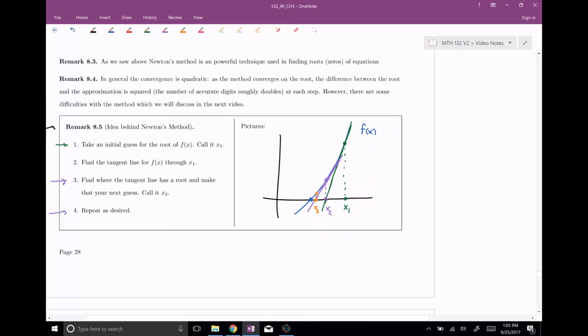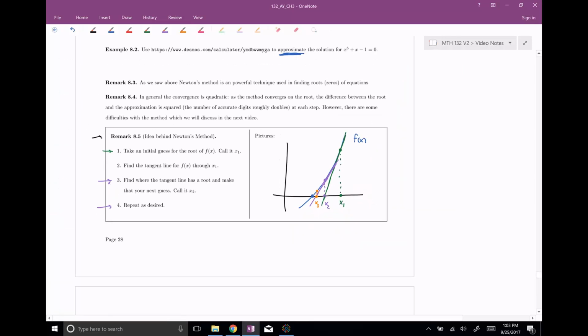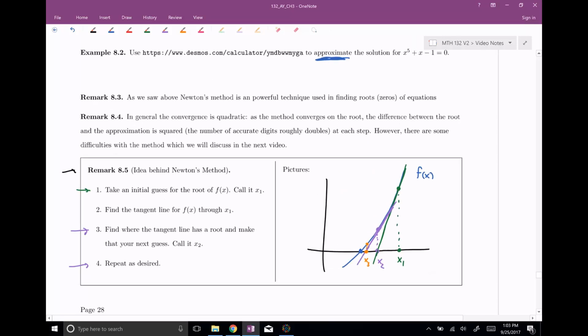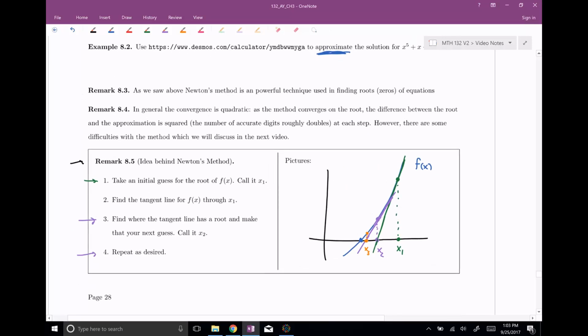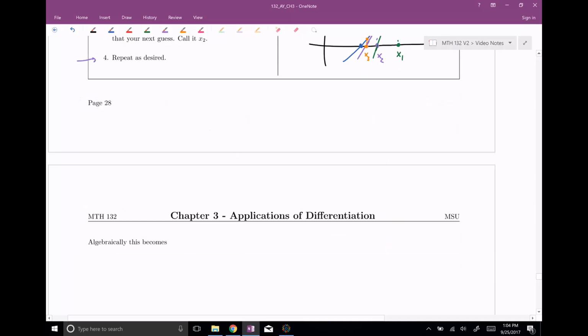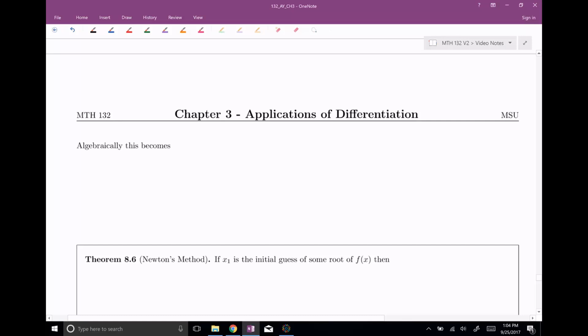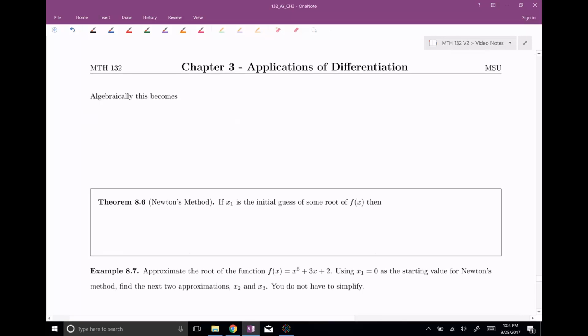All right, so if I wanted to write down some equations, what's a fast way to remember this? Well, let's do that on the next page. Let's see algebraically what this method becomes. Again, the first step is that we start off with some x value, some initial guess. The second thing that we did was that we found the tangent line. So I know an equation for the tangent line.